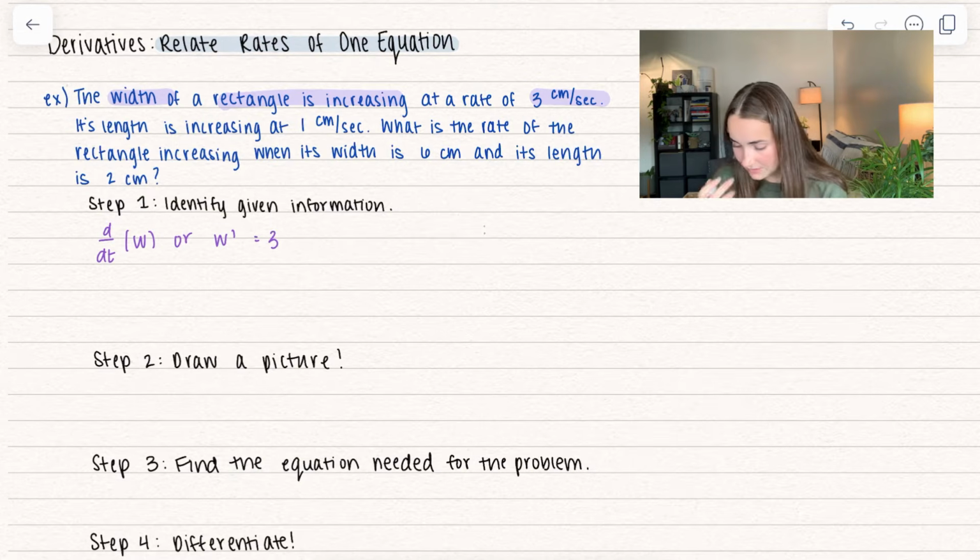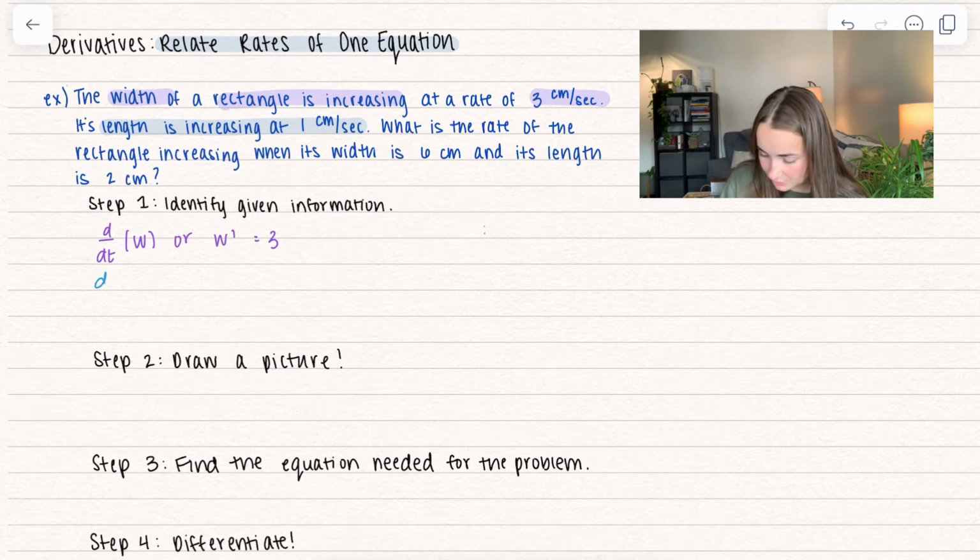Let's look at another piece of information here. We have that the length is increasing at 1 centimeter per second. Again, this is a rate because it's centimeters per second. So we would write that out as the derivative in terms of time of the length, or we could write L prime is going to be equal to 1.